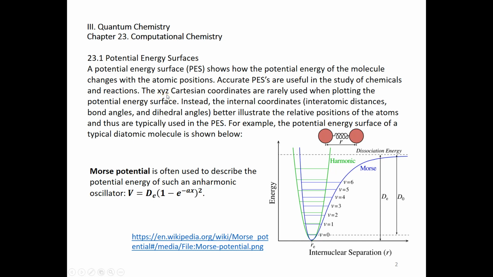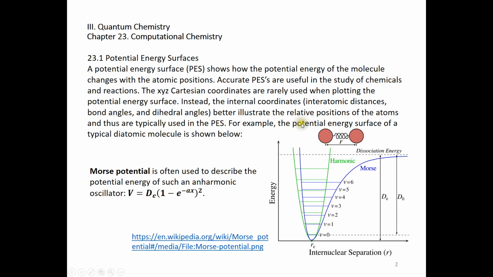The X, Y, Z Cartesian coordinates are rarely used when plotting the potential energy surfaces. Instead, the internal coordinates, such as the interatomic distances, bond angles, and dihedral angles, can better illustrate the relative positions of the atoms, and therefore are typically used in the potential energy surfaces.